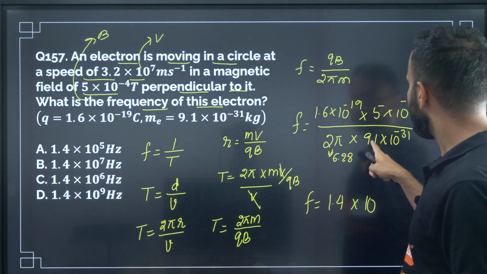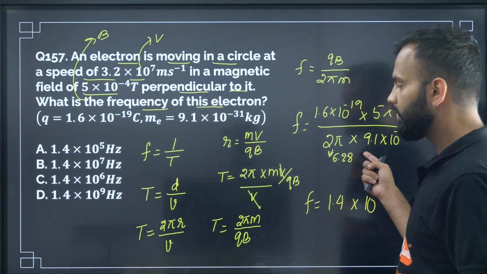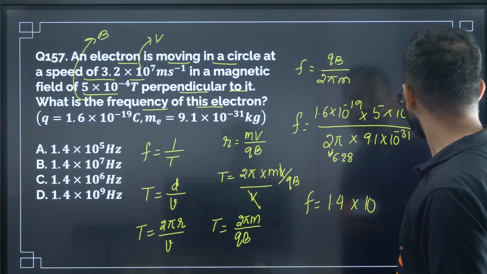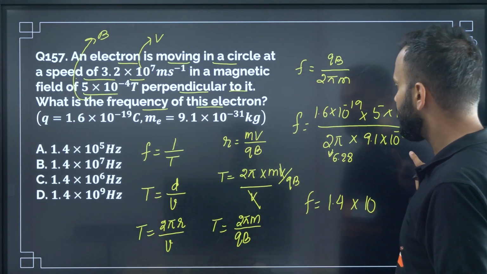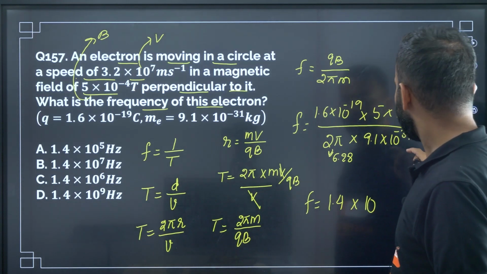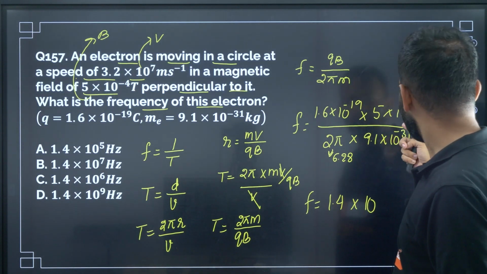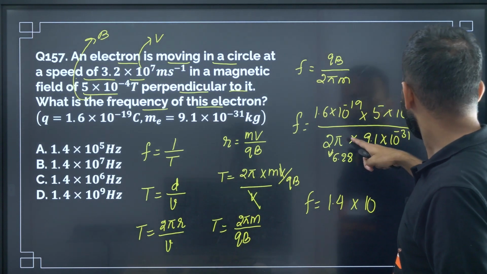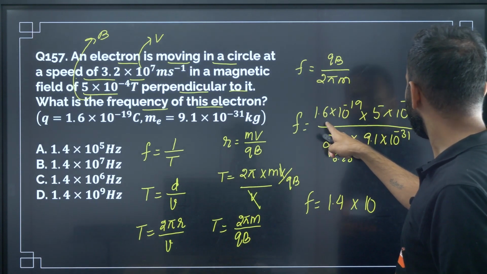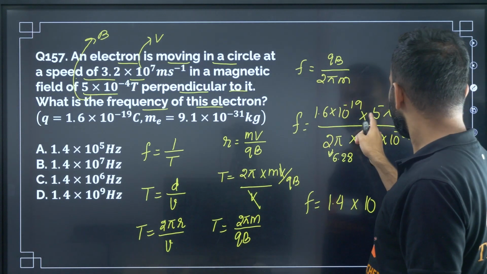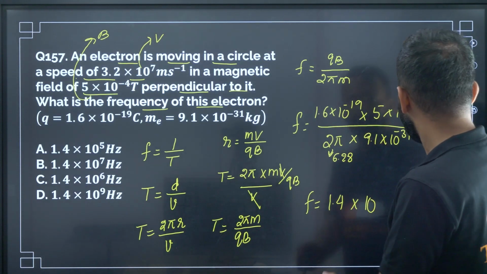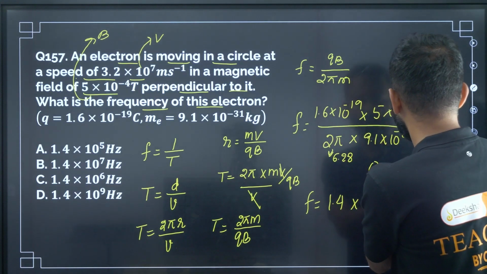6.28 into 9.1 will be in tens, right? So 10 to the power minus 30. So 10 to the power minus 23 divided by 10 to the power minus 30 is 10 to the power 7. So here 1.6 into 5, so it is 8, right? 8 divided by, it is in 10, so you will get 0 point something.